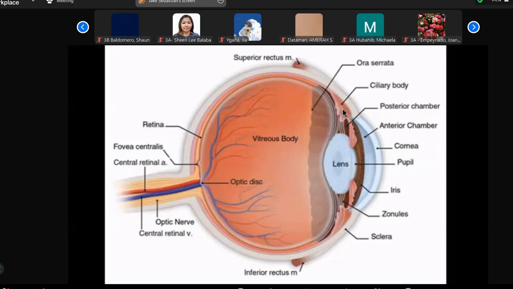So where else? So the ciliary body next. Another person. What is the function of the ciliary body?